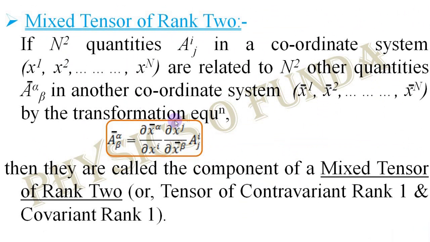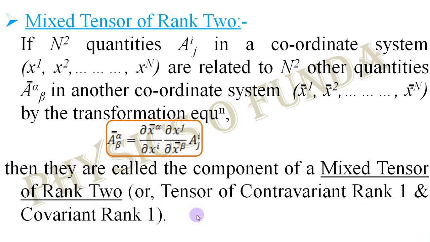Now we have to see what a mixed tensor of rank 2 is. For that we consider n square quantities a^i_j, where i is the contravariant index and j is the covariant index. This is denoted in the unbarred coordinate system. We also consider n square other quantities a bar^α_β, where α is the contravariant index and β is the covariant index. These are denoted in the barred coordinate system. If we connect them by the transformation equation a bar^α_β = ∂x bar^α/∂x^i · ∂x^j/∂x bar^β · a^i_j, then these are called components of a mixed tensor of rank 2. Alternately, this kind of tensor can be termed a tensor of contravariant rank 1 and covariant rank 1.